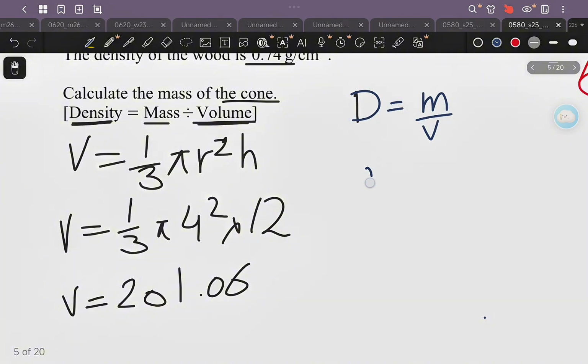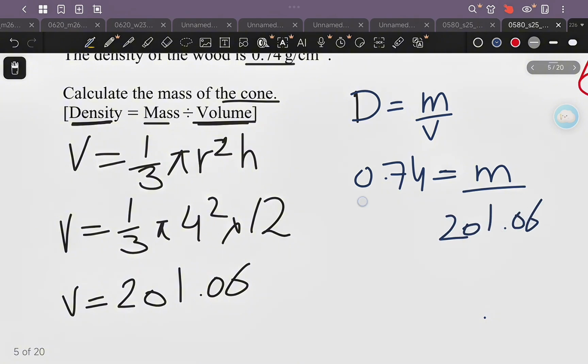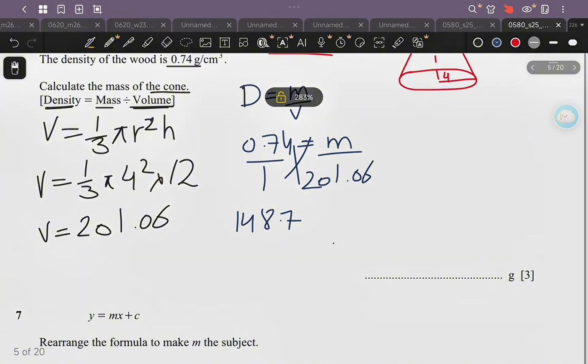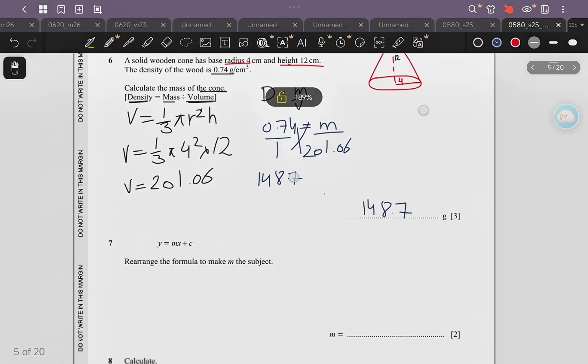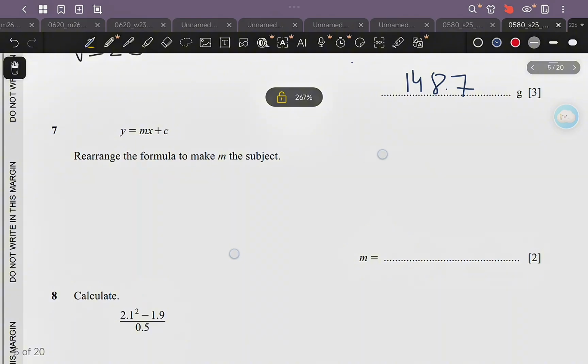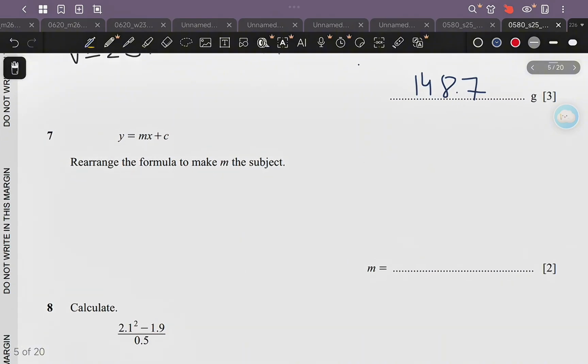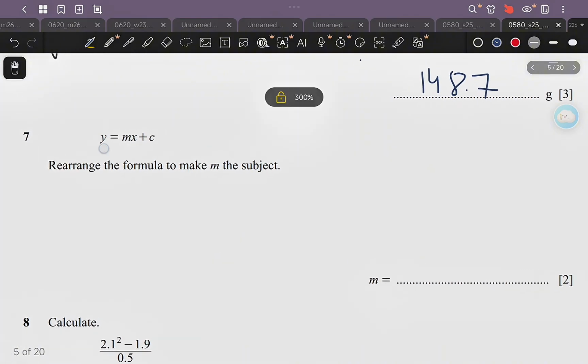Then we have to use a formula, which is density equals mass over volume. The density is 0.74. Put in the values. Mass we have to find, we'll leave it as m, and the volume that we just found is 201.06, and then we'll have to cross multiply, which gives us 148.7. So that is the mass of our wood, 148.7.